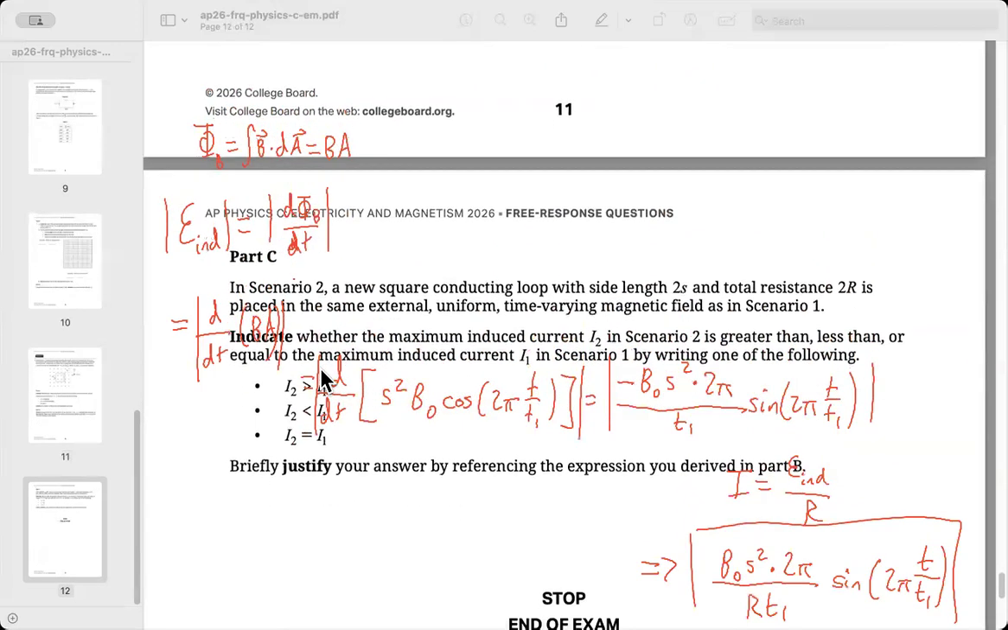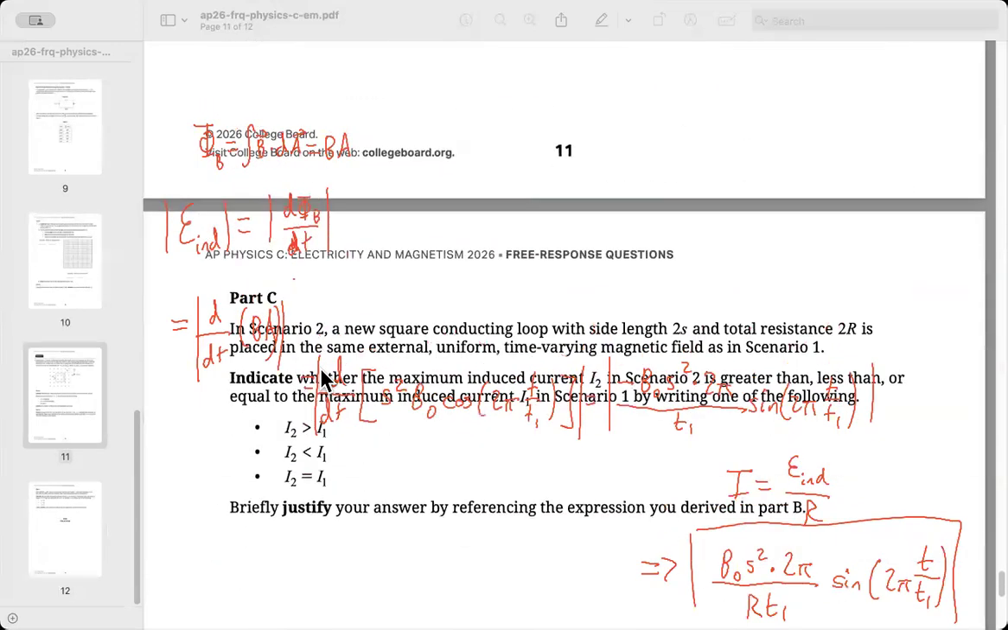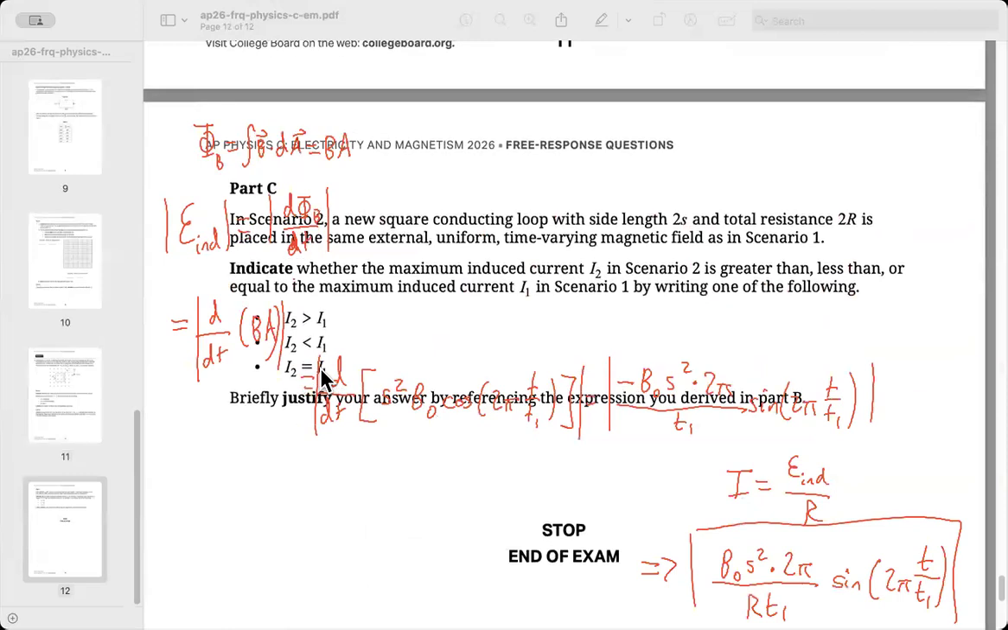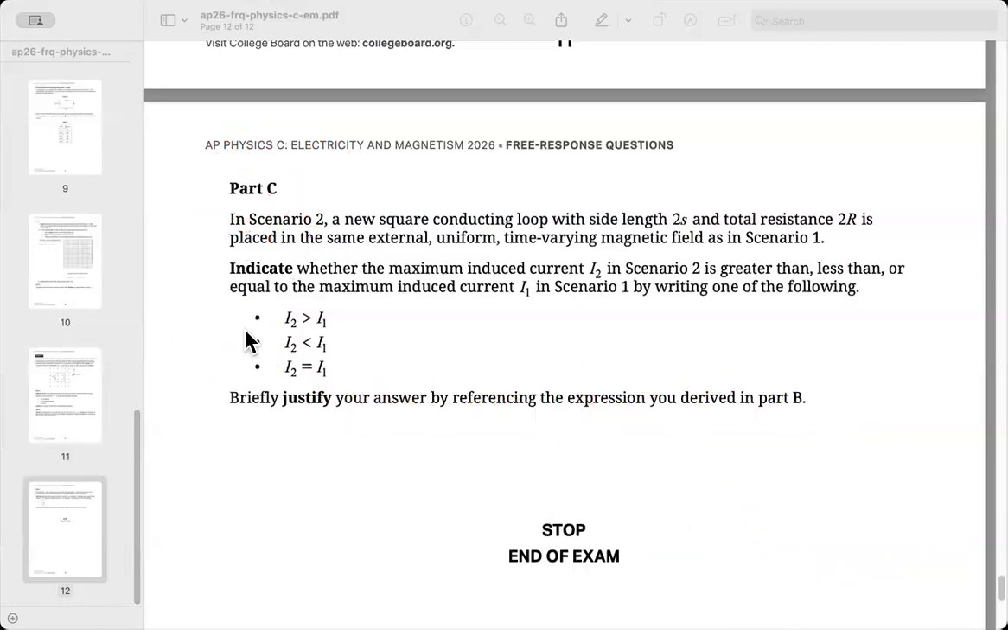So yes, that is everything. And then part C is our final thing. A new square thing. I love questions like this. The new square loop has total side 2s and total resistance 2r.